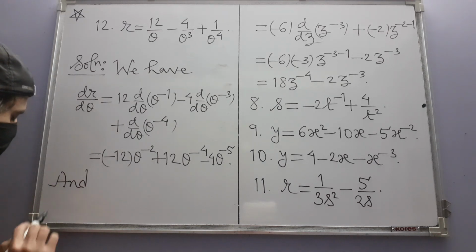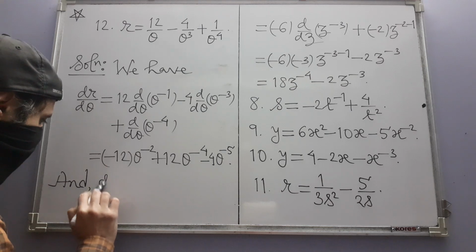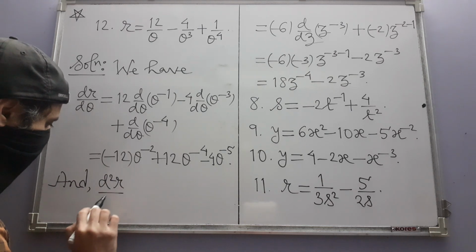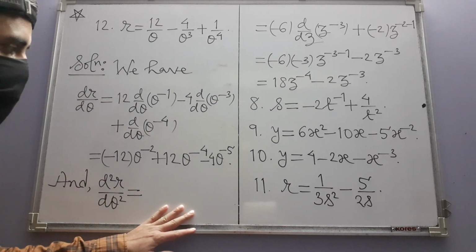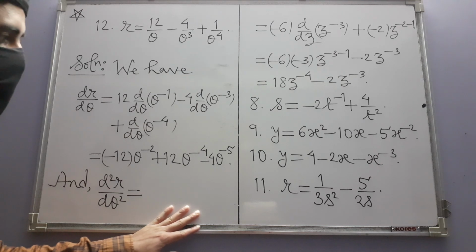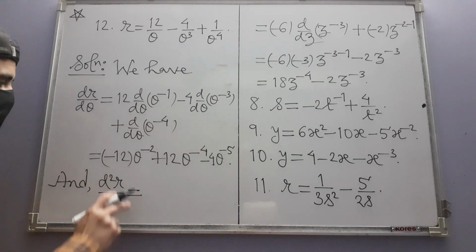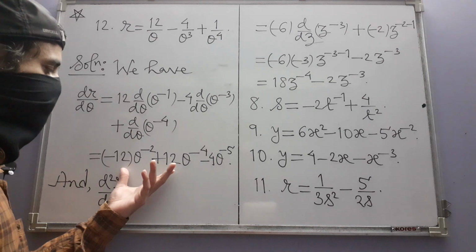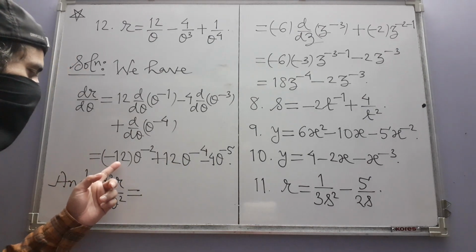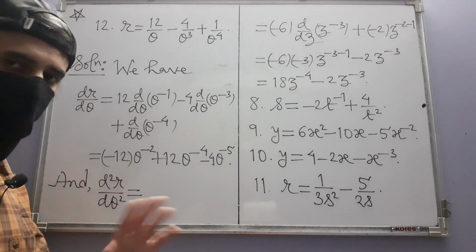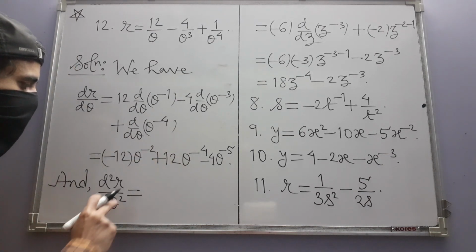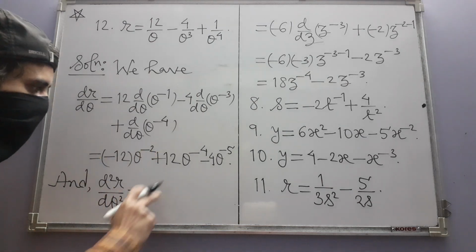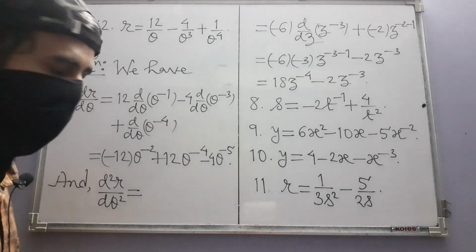And d squared r, d theta squared will be what? Yeah, now I am going to be even more sketchy. What will you do if you want to differentiate this? Obviously, you will apply the sum rule, difference rule, all those things, and the constants you will take outside. So essentially, you are just going to differentiate theta to the power minus 2, theta to the power minus 4, and theta to the power minus 5.